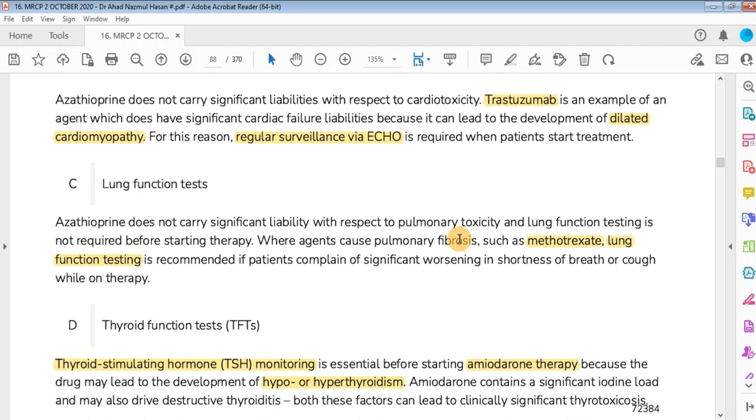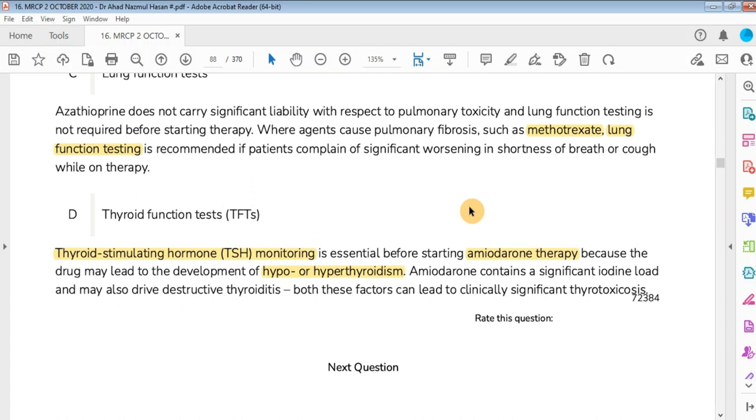Amiodarone causes AIH, amiodarone induced hypothyroidism, and AIT, amiodarone induced thyrotoxicosis. So we should go with the thyroid function testing.